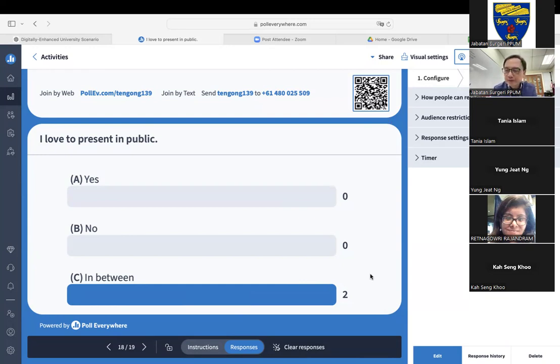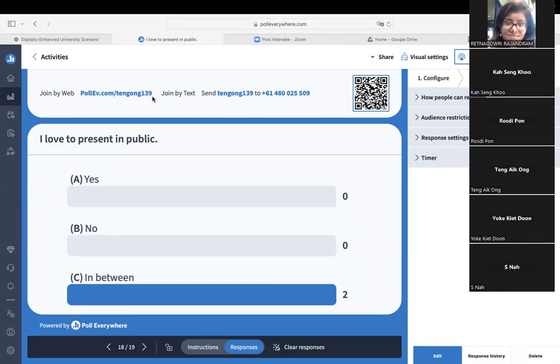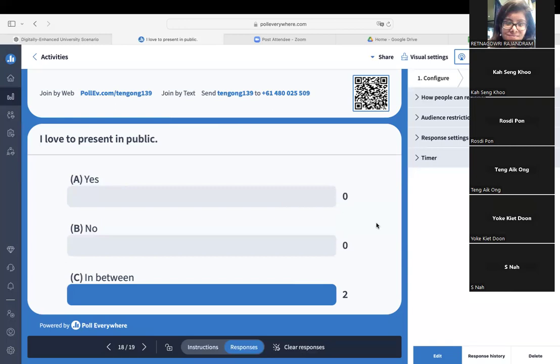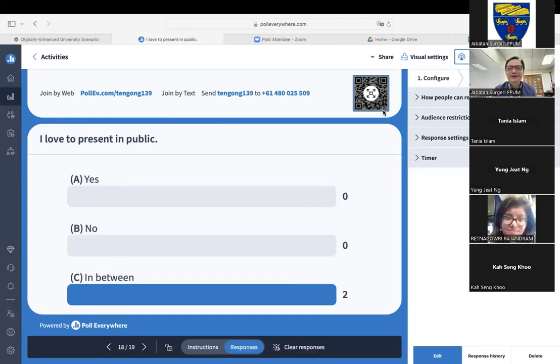I have voted. Sorry, Prof. I can't vote because I'm using my phone, so I don't know how to scan. Oh, never mind. You go to Poll Everywhere on the website, on the computer. Then you type in Teng Ong 139. Then the question will be there. You can use your phone, it's okay, it's not a problem. You just go to Poll Everywhere, then you can vote for that.